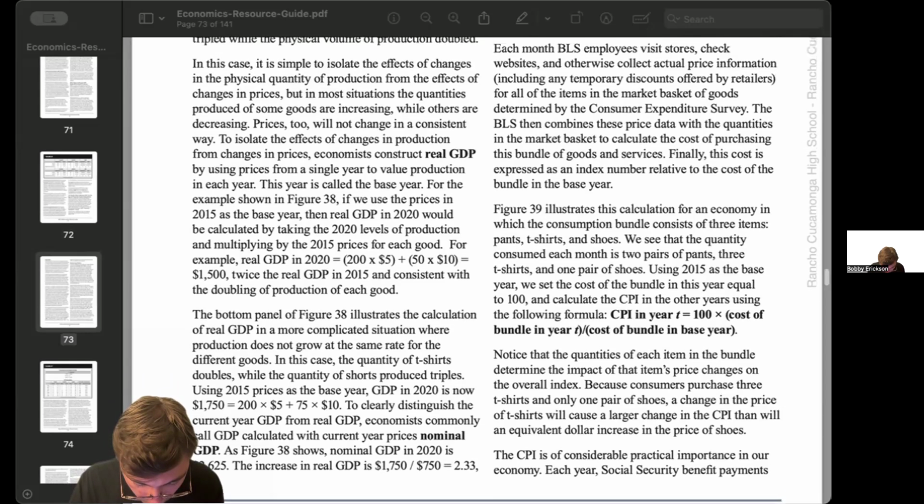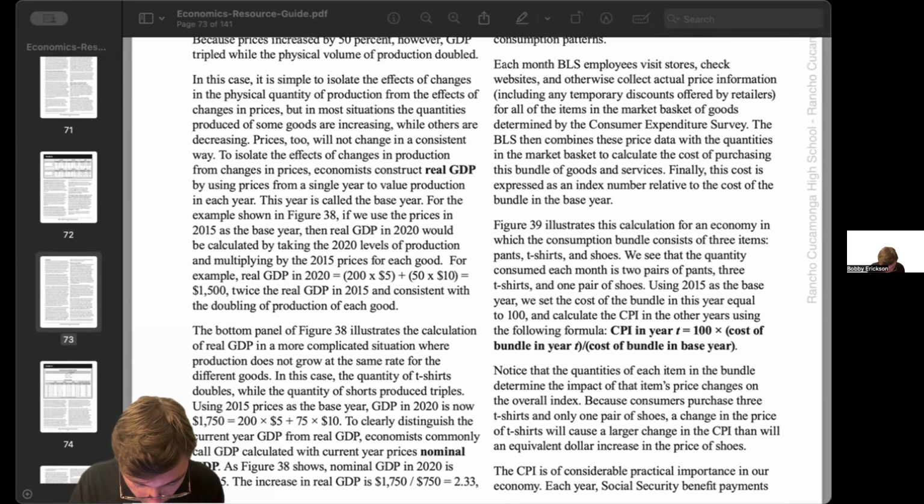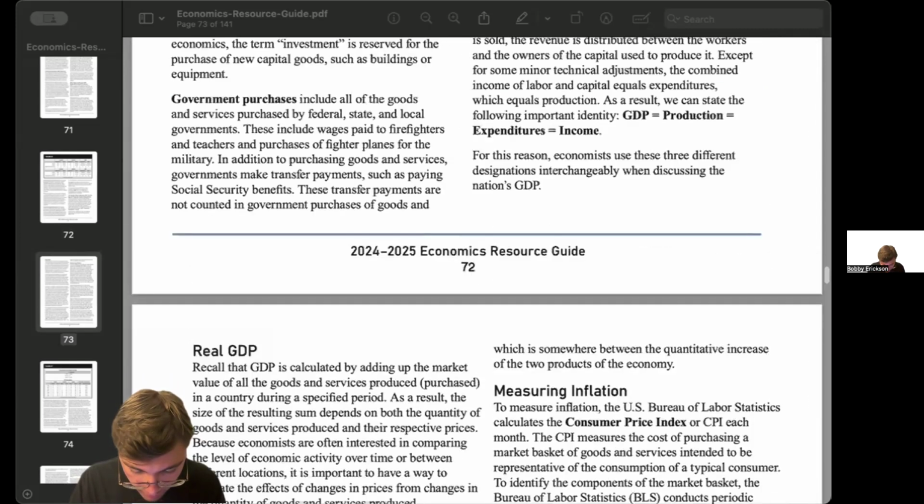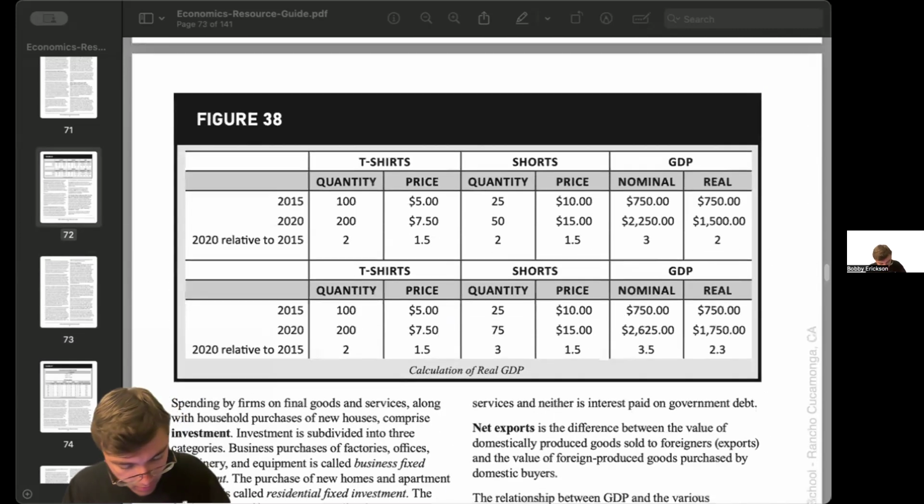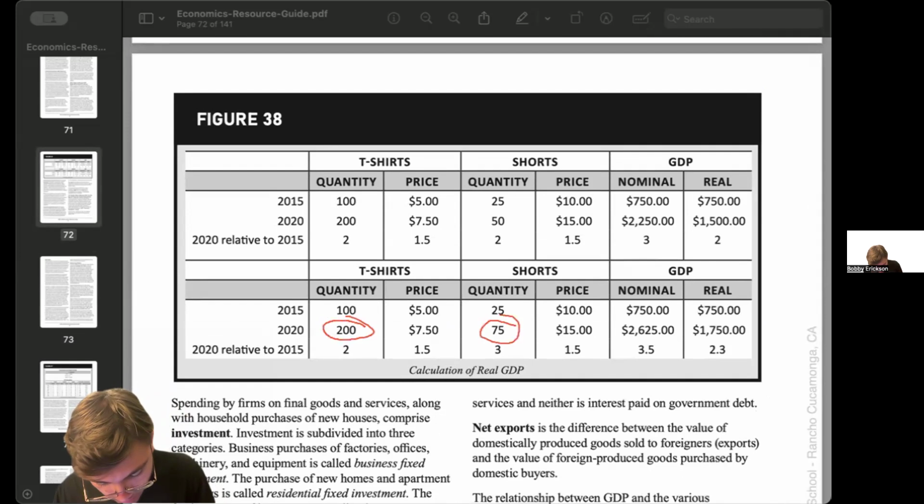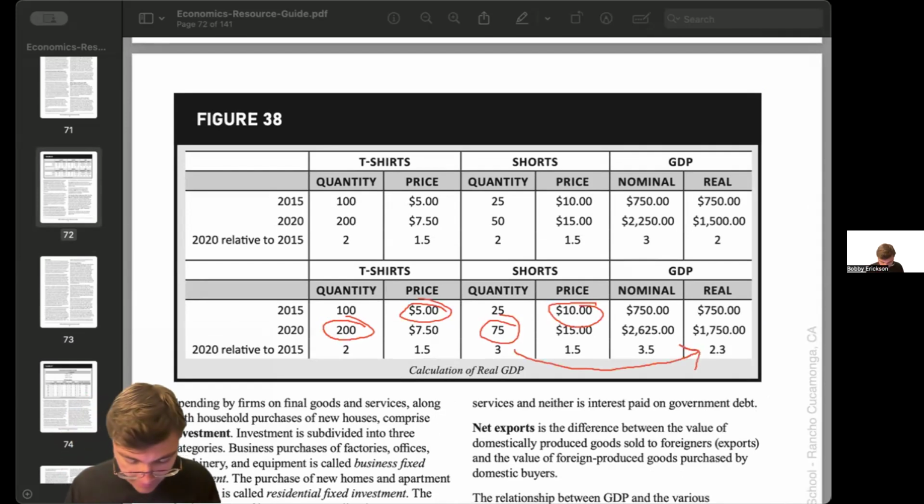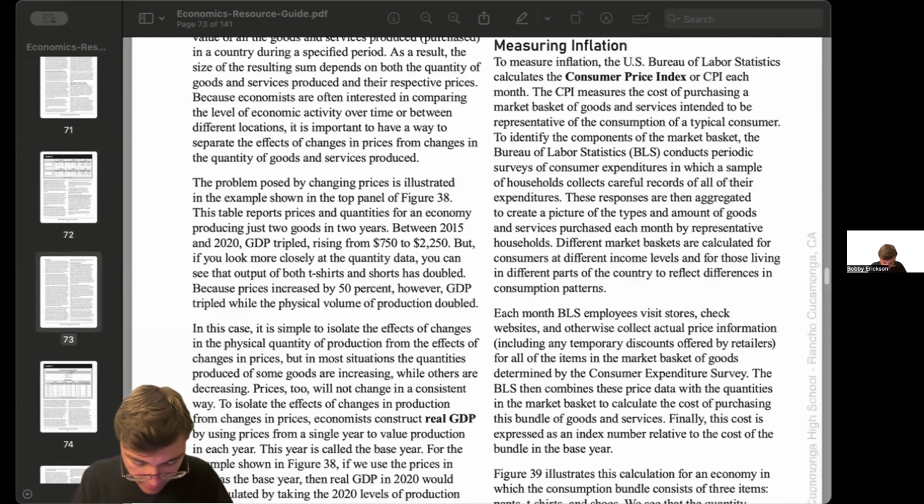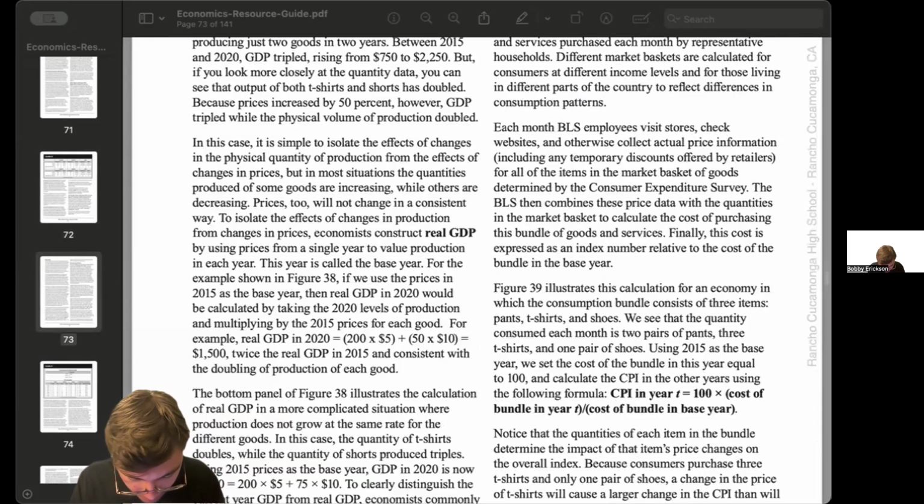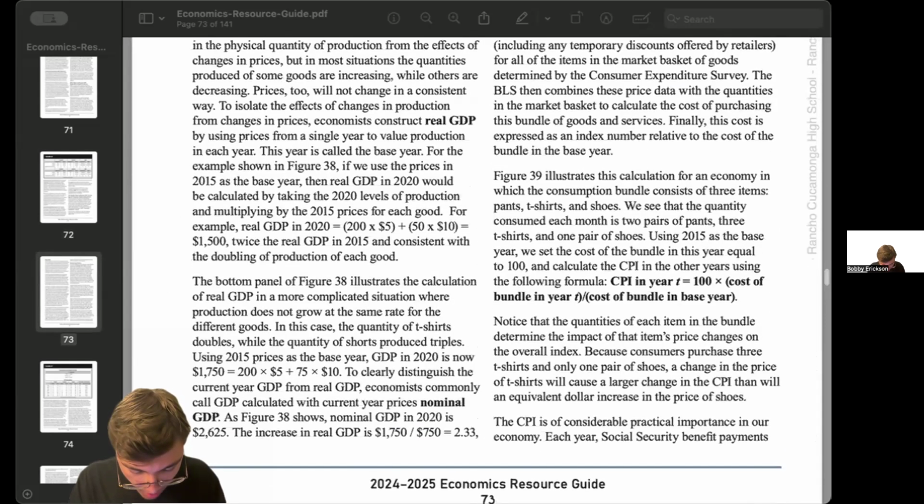And so we see, if we use those new quantities, I'll just circle them because this is easier: quantities from the new year, prices from the base year. And we get right here 1750. And that is going to be our inflated GDP, in a way. It's called the nominal GDP.